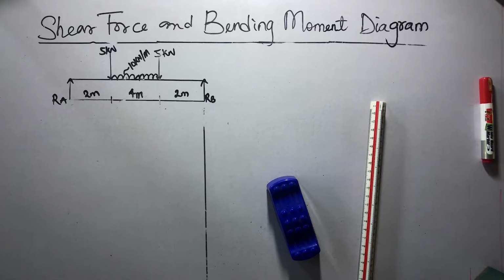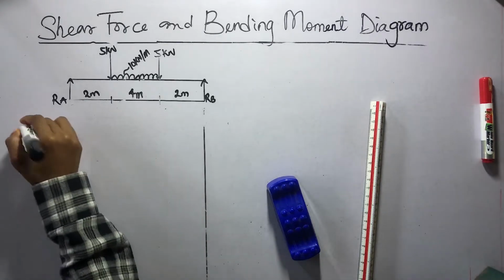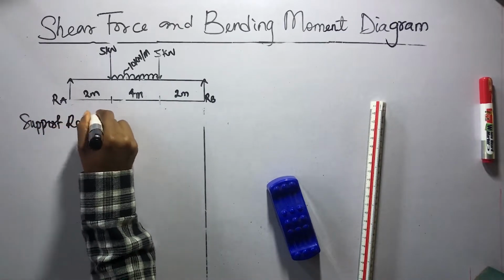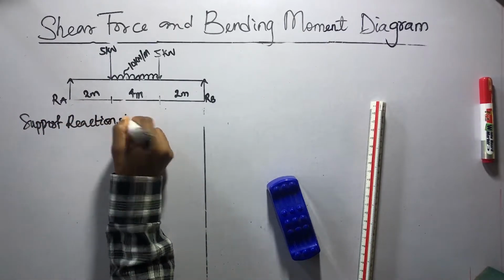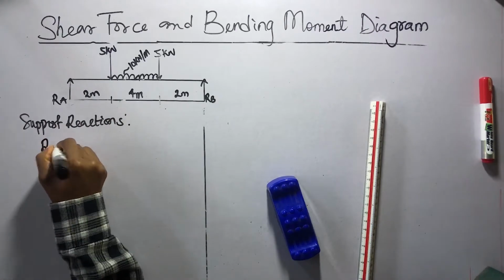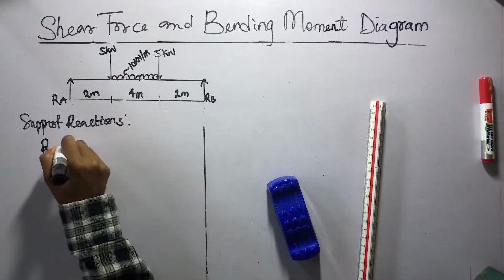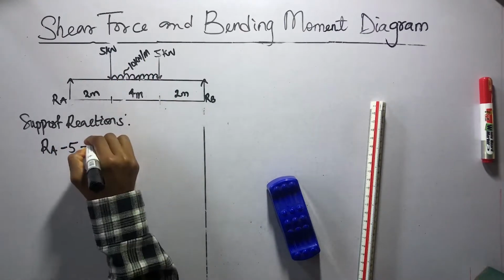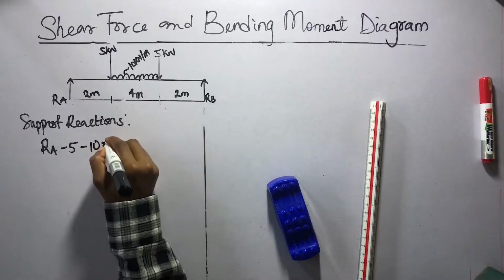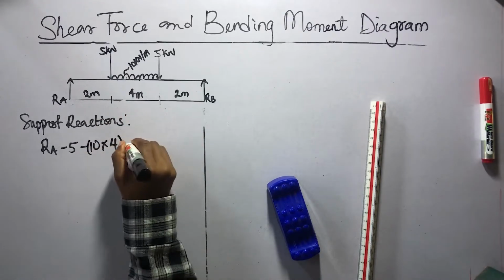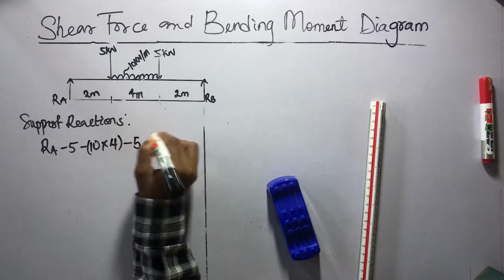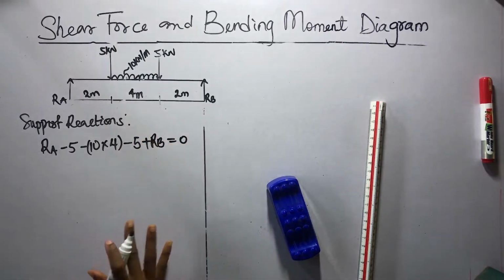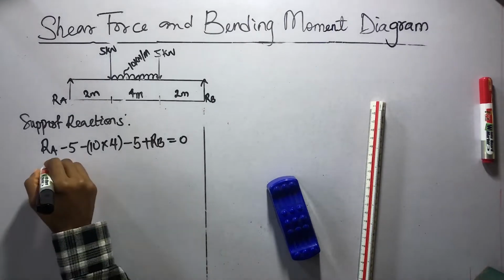Now we'll start by calculating the support reactions. We have RA. The next force is a negative force, which is -5. The next is a UDL, so you have -10 times its span, which is 4 meters, -5 plus RB is equal to 0. Summation of all the forces acting on a beam is equal to 0.